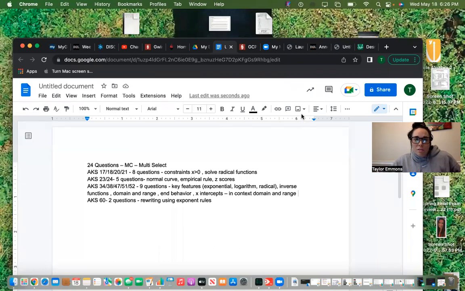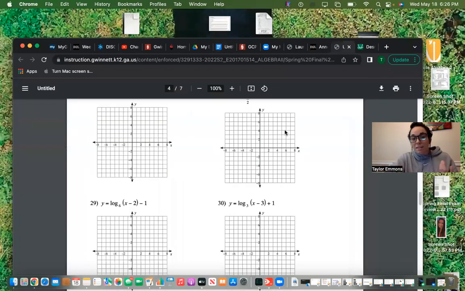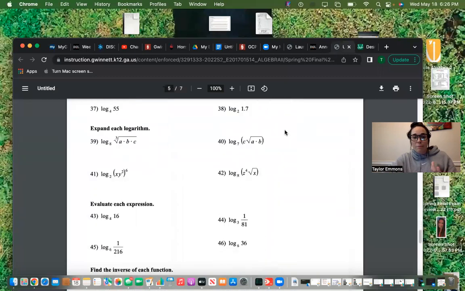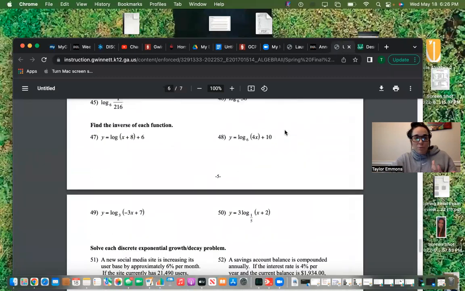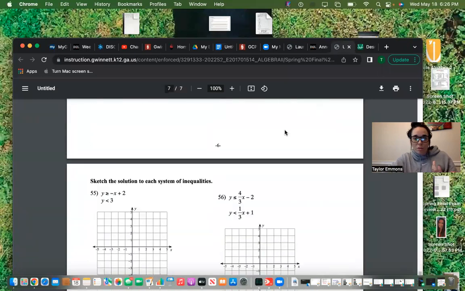And someone asked for AKS 60, so I'm going to go through those really quick. And again, this is kind of like what I think it might be on the test, because again, we don't get to see this exam, but I've predicted pretty well so far.